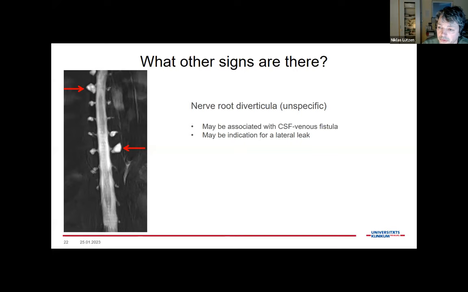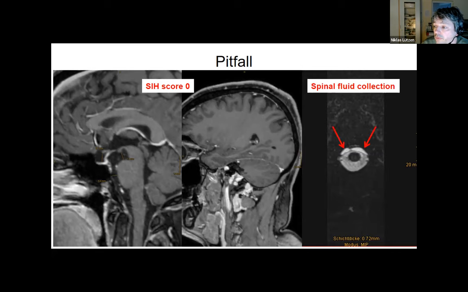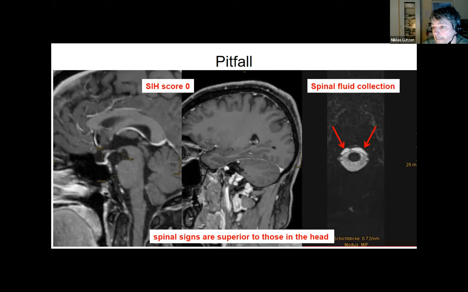Here's an interesting pitfall. A patient that has distinct symptoms of SIH, but the MRI of the head is unremarkable. The SIH score accounts for zero. And when we have a look at the spinal imaging, we can see clearly an extradural fluid collection. So this patient has SIH, but no signs in the head. Spinal signs are superior to those in the head.